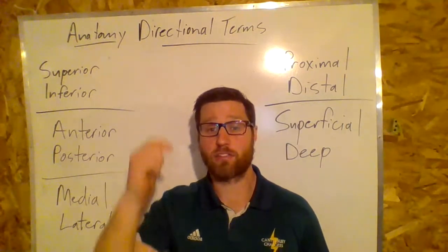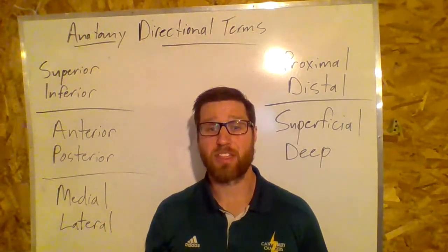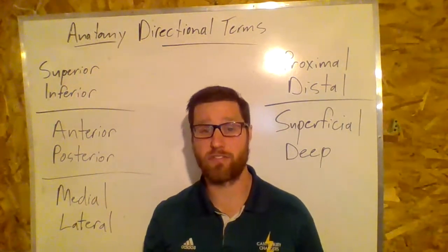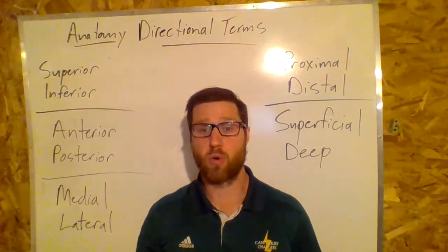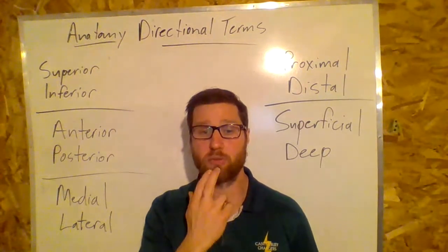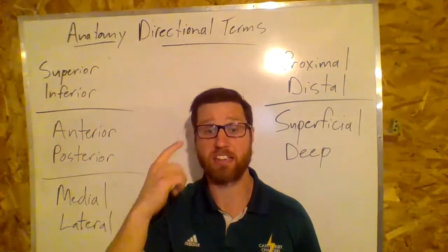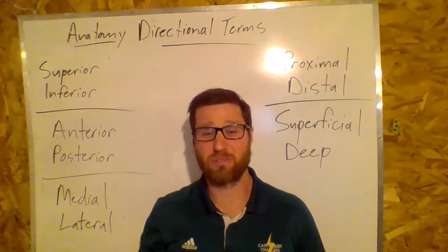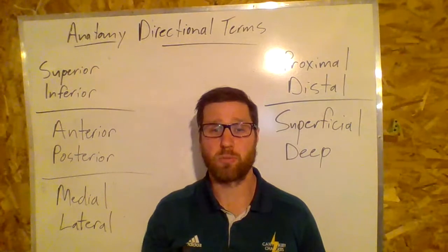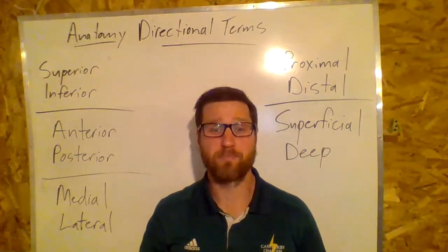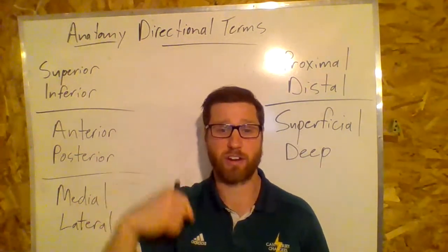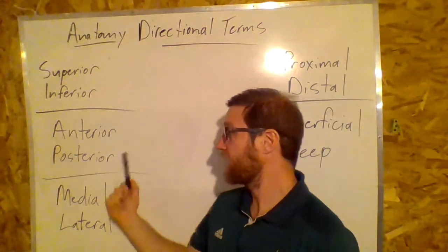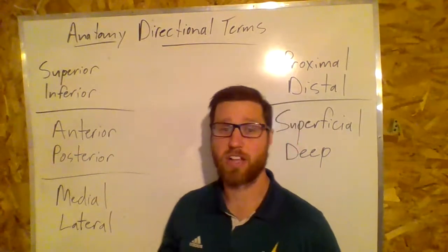Inferior refers to anything further away from the head. So anything further away from the top of my head is inferior. So my lips would be inferior to my eyes. My intestines would be inferior to my lungs, right? You get the idea. So superior, inferior, torso. The next two pairs of terms are anterior and posterior.